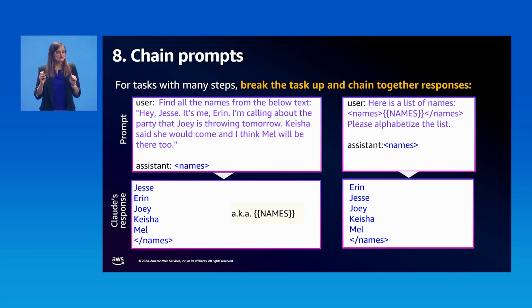With this way of chaining prompts, we are increasing the likelihood of getting the output that we are looking for, and you can also recall here the example of pre-filling the assistant with this names XML tag.